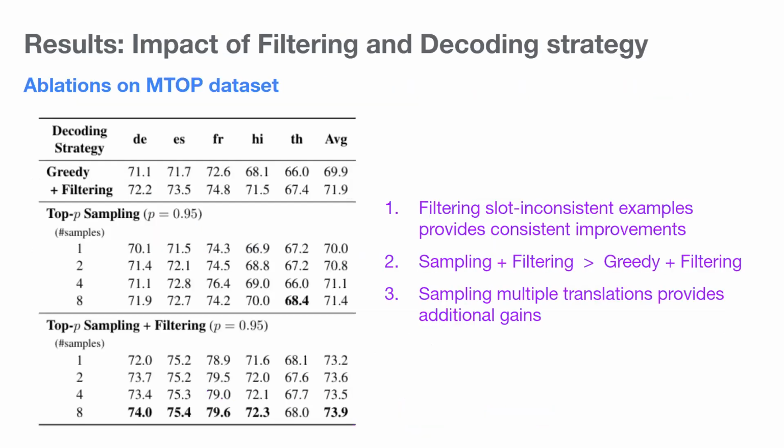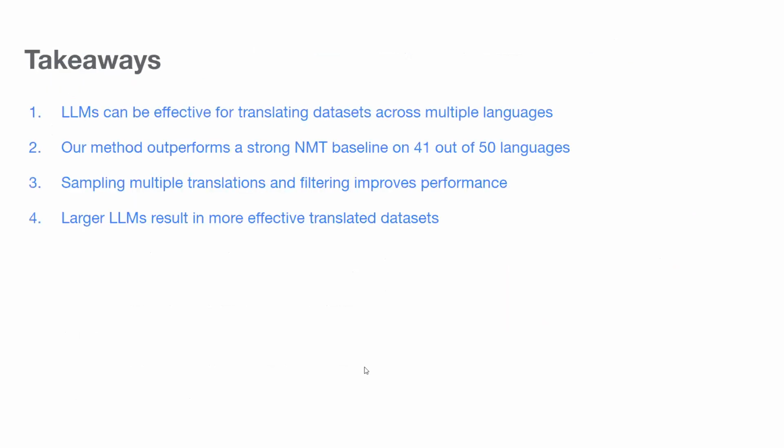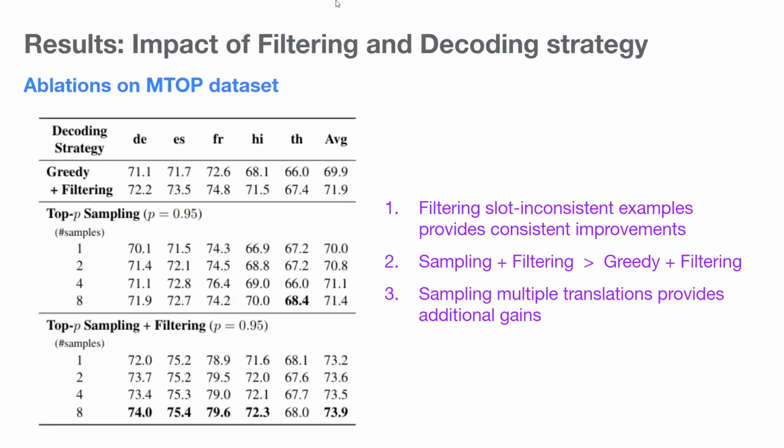Finally, we investigate the impact of decoding strategies and data filtering on the downstream accuracy of the fine-tuned parsers. We observe that our method of filtering slot-inconsistent examples provides gains independent of the decoding strategy. Compared to greedy decoding, we observe that generating translations via sampling techniques followed by filtering provides better results, and further sampling multiple translations provides additional gains.